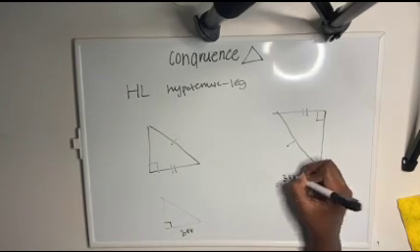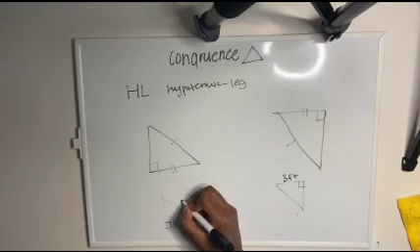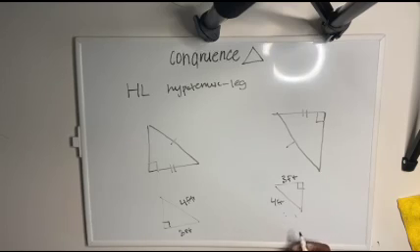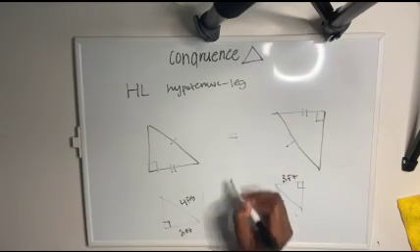In this example, 3 feet as both of the legs that are the same, and 4 feet as both of the hypotenuses are the same. And we can tell that both of them are congruent.